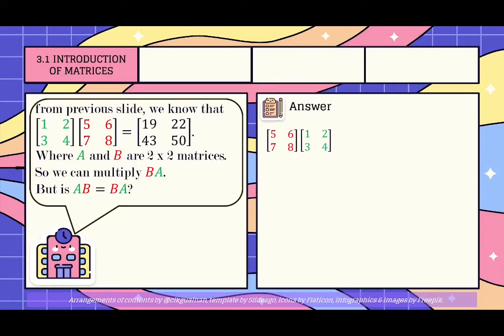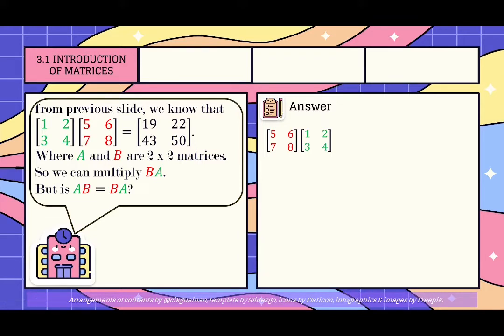From the previous slide, we know that the multiplication of A and B gives 19, 20, 43, and 50. Also, A and B are 2 by 2 matrices, so we can multiply BA as well. But the question is, are they the same matrix? Do we have the same result if we switch the order?